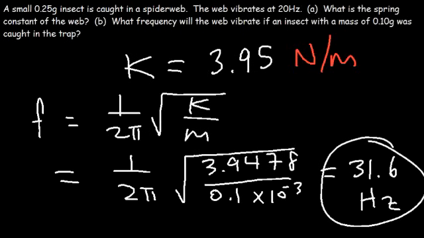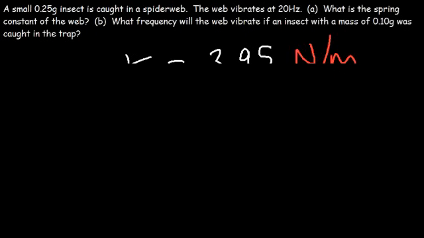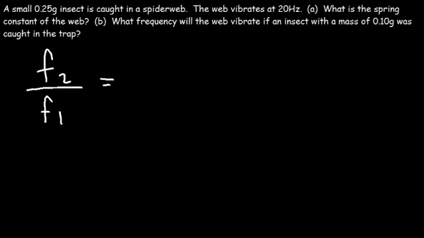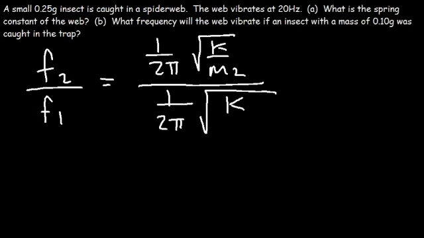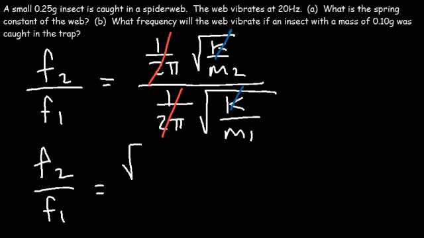Now, you can get the same answer even if you don't have the value of K. And let me show you. So let's say we had a ratio F2 divided by F1. F2 is 1 over 2 pi square root K divided by M2. And we're assuming that K is the same since we're dealing with the same spider web. And this is going to be the same thing but M1. So we can cancel the 2 pi and we can cancel K. So we get the equation F2 divided by F1 is equal to the square root of 1 over M2 divided by the square root of 1 over M1.